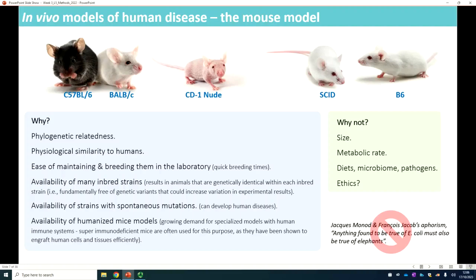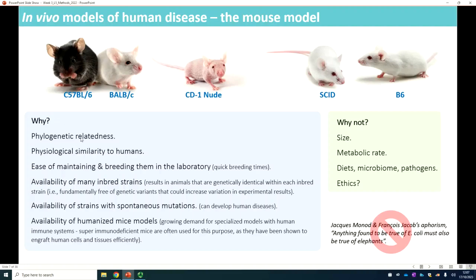And then we come to in vivo models of human disease, and the most well-known one of this, mouse models. Now this is just an example of some mouse model strains that are available. A lot of these are commercially available that you can buy and then bring into your animal breeding facility, and then you can base your model on that. You might well be familiar with the SCID mouse. This is severe combined immunodeficiency, and that's something that we will talk about later on during the course of the module. So why use a mouse model?